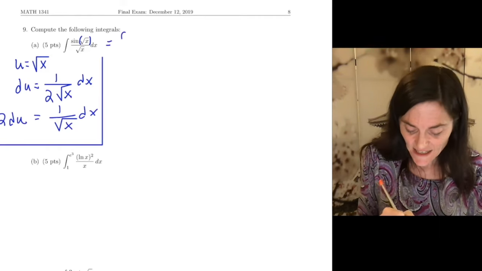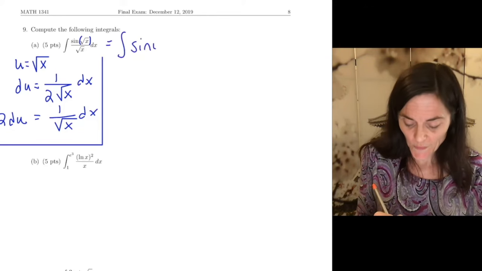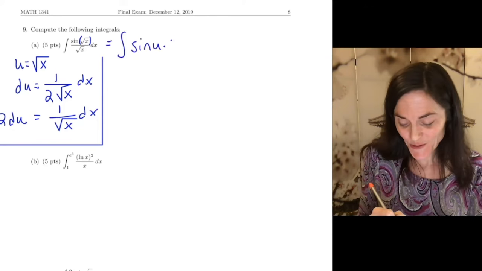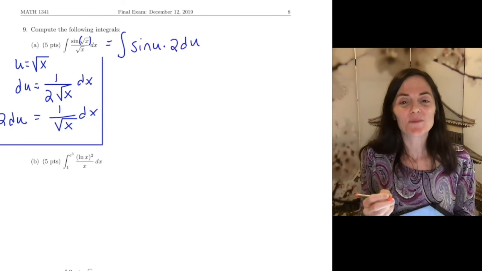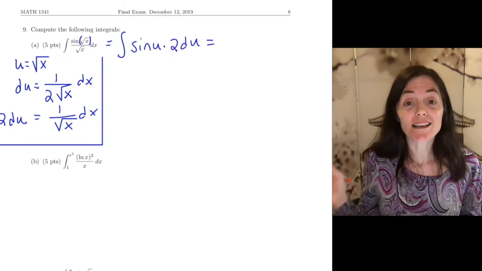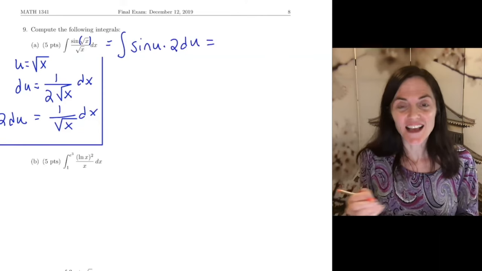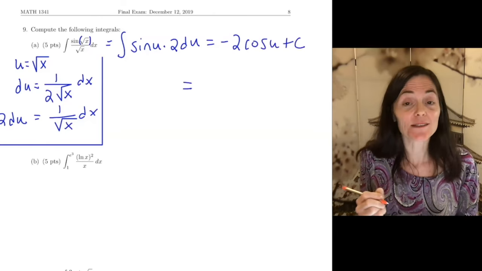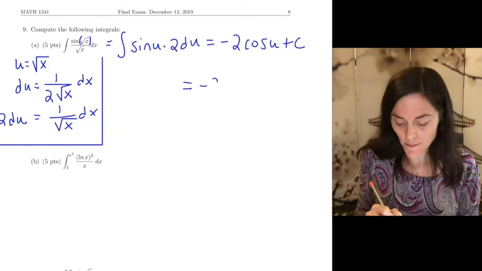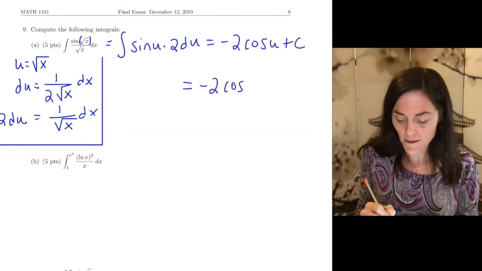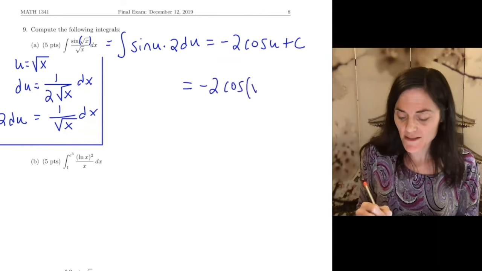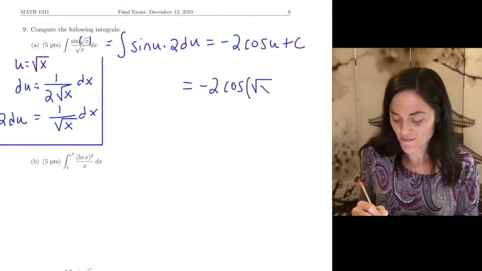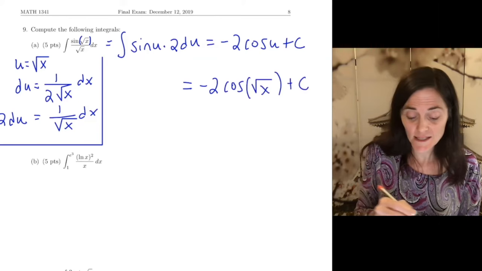This is, we have sine of u times 2 du. Now, when we integrate sine, negative cosine, so this is minus 2 cosine u plus c. And the final step, go back to x, minus 2 cosine of the square root of x plus c. This is our final answer.